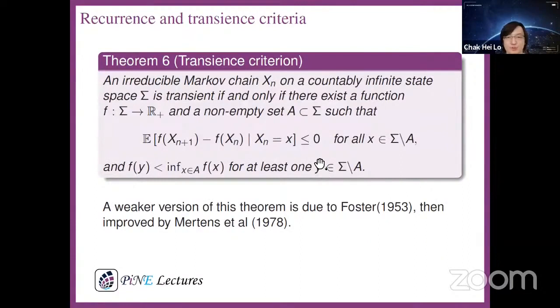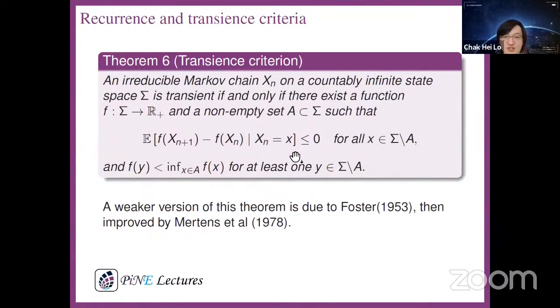Okay, so you see the proof is actually quite straightforward. It's not particularly long, but the theorem itself is very useful when we apply it. So in fact, we have a very similar result on the other side, which we call the transience criterion. So let's have a look at this. An irreducible Markov chain X_n on a countably infinite state space sigma is transient if and only if there exists a function f and a non-empty set A such that this condition holds.